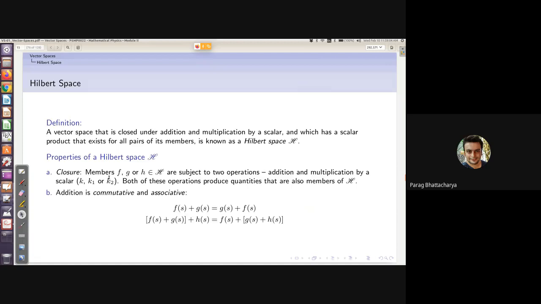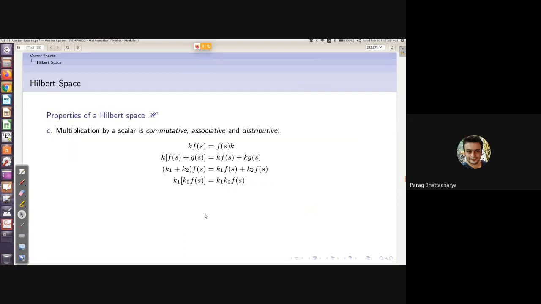Next, addition is commutative and associative. Take two members of a Hilbert space: whether you do f plus g or g plus f, this is the same. That is the commutative property. Associative property: if I take three members f, g, and h, whether you first add f and g and then h, or first you add g and h and then you add f, it's going to be exactly the same in both cases. So addition is associative and commutative both.